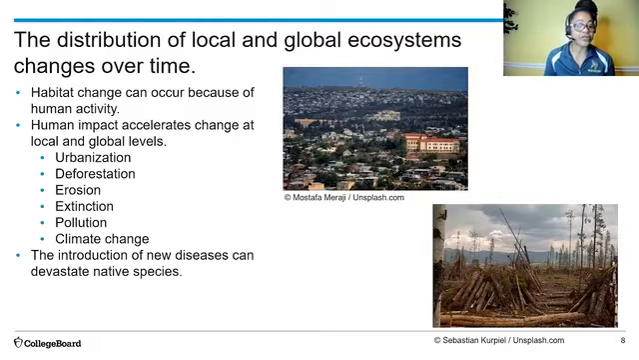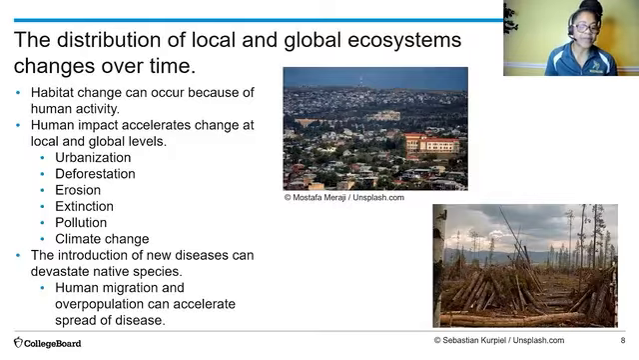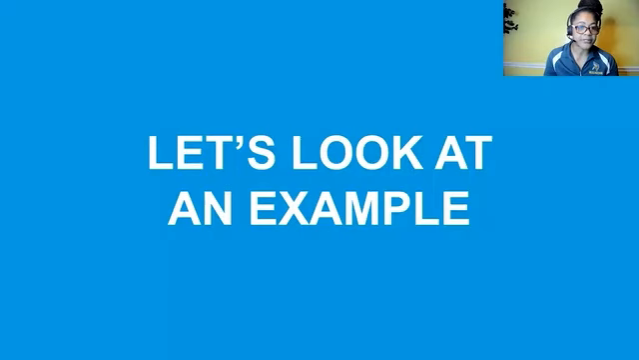The introduction of new disease can also devastate native species. As humans have been migrating across the globe, there is the potential to bring disease with them and introduce that into different environments that can disrupt the ecosystems over time. So human migration and overpopulation have accelerated the spread of disease and have shifted community structures and global ecosystems.